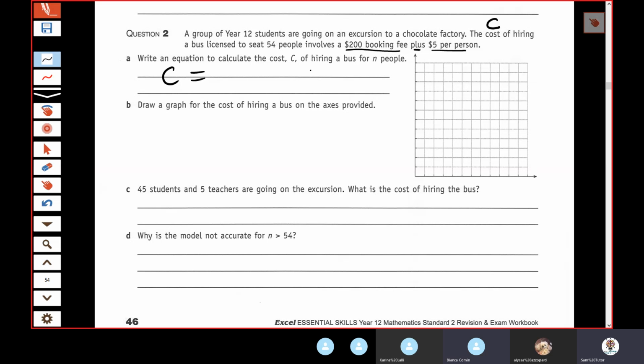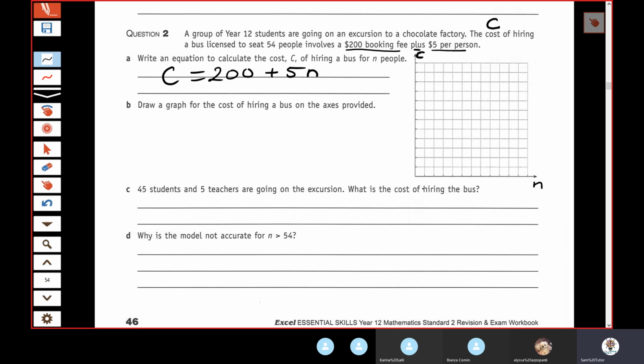So 200 plus 5n. That makes sense. If there was one person, it'll cost you $205. 2 people, $210. Yeah, great work. What letter goes on your x-axis? N. And then what letter goes onto your y-axis? C. All right. Anyone have any questions about A, firstly? No. All right, cool. Draw a graph.